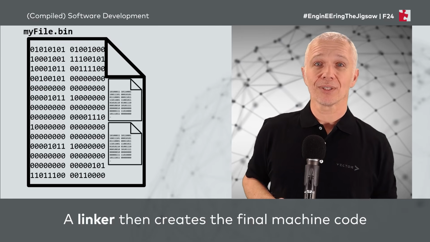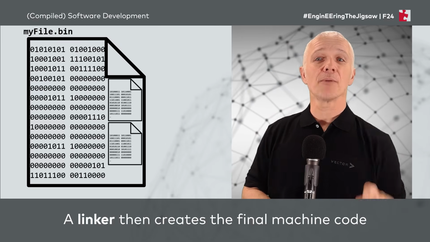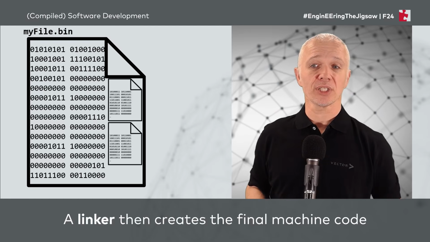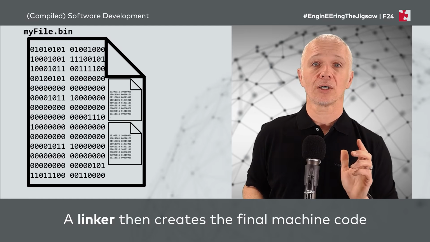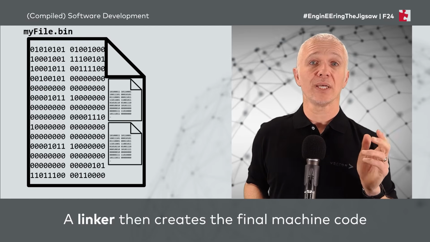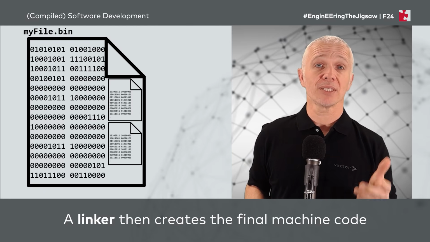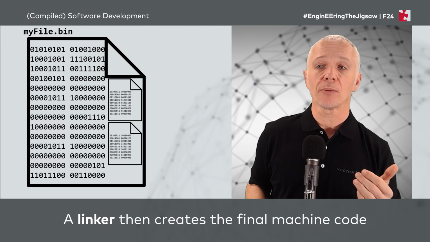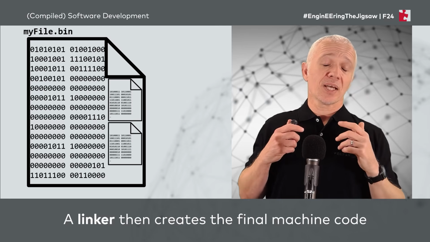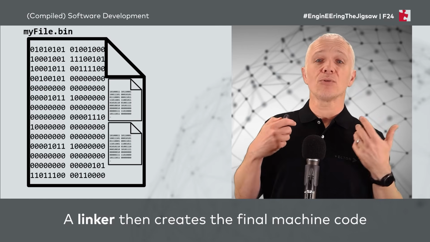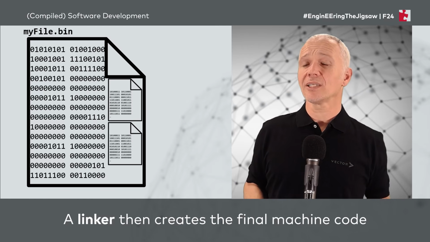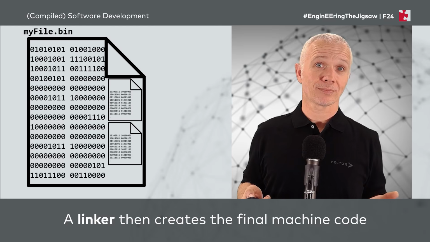We have another piece of software which is called a linker, and this creates the final machine code that will run on our hardware. So now we have a .bin binary extension. Sometimes it's hex. There are other kinds as well. And of course, at this point, if all has gone well, we're going to have working software.